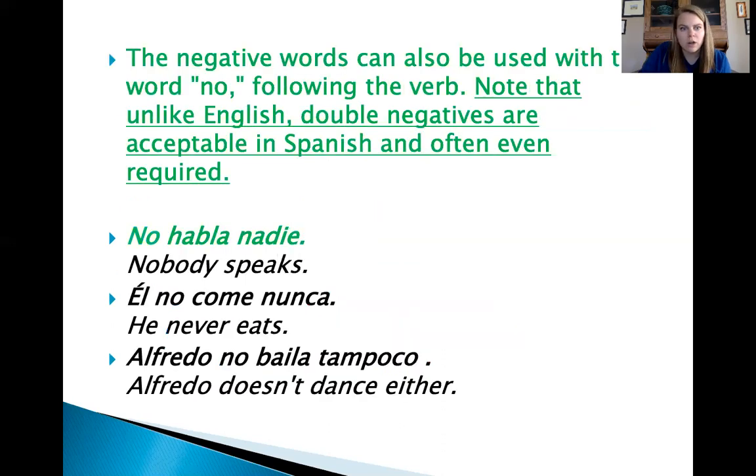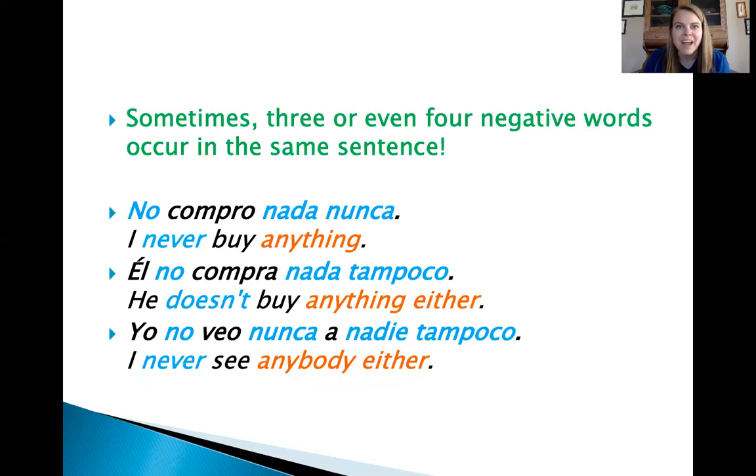So starting on this slide, the blue words are my negative words and the orange words are my affirmative words. In Spanish, we can only have one type of word in the same sentence. So if one word is negative, they're all going to have to be negative. But in English, we mix them a lot. It's not even something we do consciously. It's just something we're used to. But this is something you'll have to get used to.